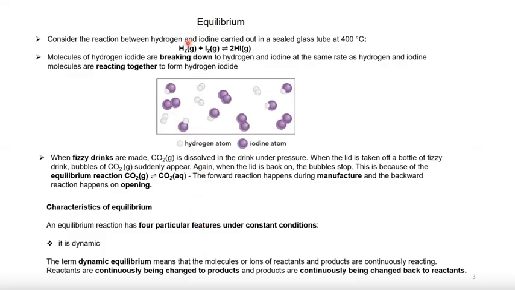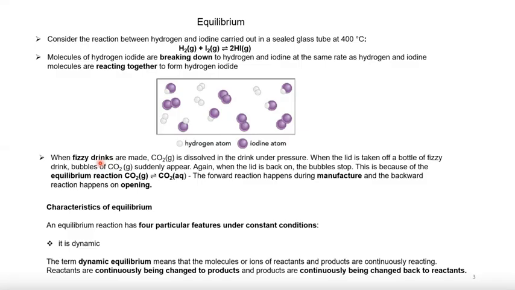Let's consider a reaction where hydrogen gas and iodine gas react and form hydrogen iodide gas. This is also a reversible reaction. From hydrogen iodide gas, we can go to hydrogen gas and iodine gas, and as well, hydrogen gas and iodine gas react together to form hydrogen iodide gas. This is a schematic picture to show you how it is happening. This is the hydrogen atom, and this is the iodine atom, and this one is hydrogen iodide gas, and we show how it is going on.